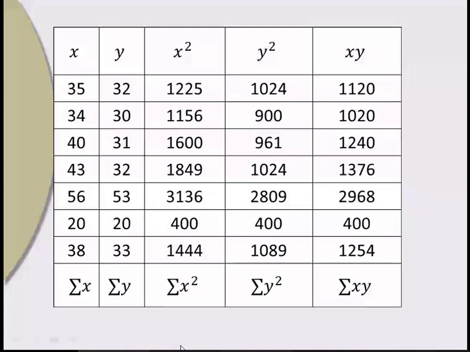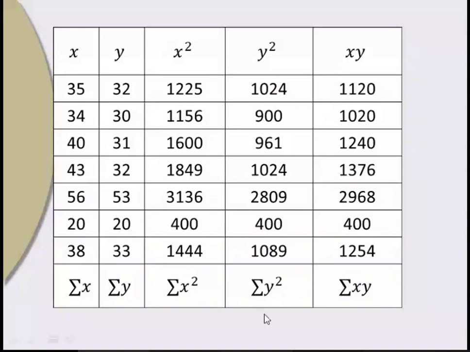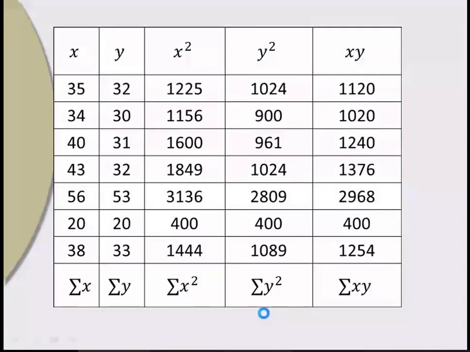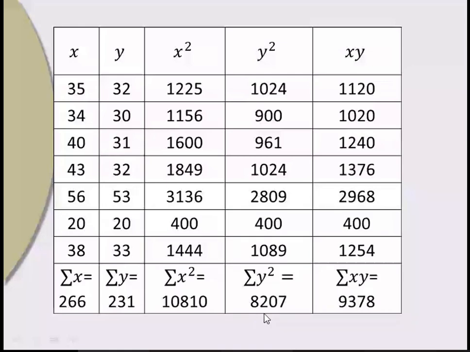Taking the summation of each column gives us summation X equal to... find the sum of each column. Then N will be the total number of observations. Now here, how many terms are there? There are a total of 7 observations. So N will be 7. Summation X will be 266. Summation Y will be 231. Summation X square 10810. Summation Y square 8207. Summation XY is 9378.